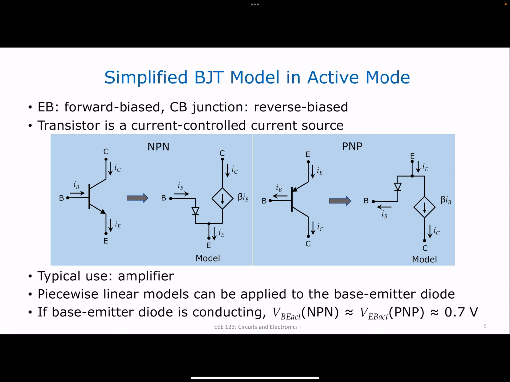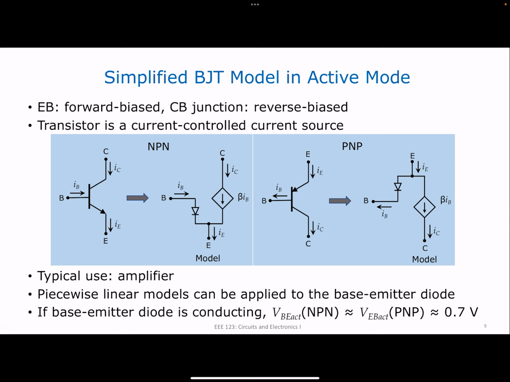Okay, the second operating mode is active mode, and this is when your emitter base is forward biased and your collector base is reverse biased. In this particular case, your transistor can be modeled by a current-controlled current source. For an NPN, this is my transistor. You model that as a current-controlled current source, where your collector current is IB, your base current, multiplied by a parameter beta. Beta is a parameter of the transistor. So you have to solve for IB, and after solving for IB, you multiply that by beta, and that will be the value of your IC.